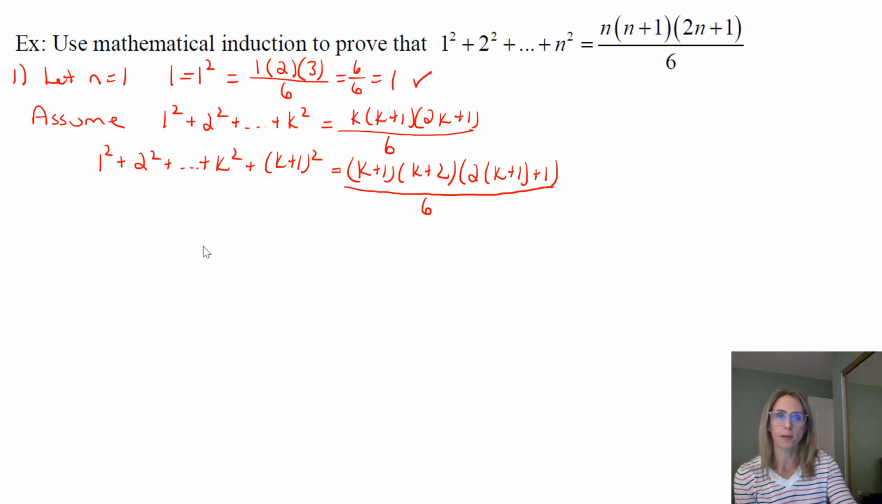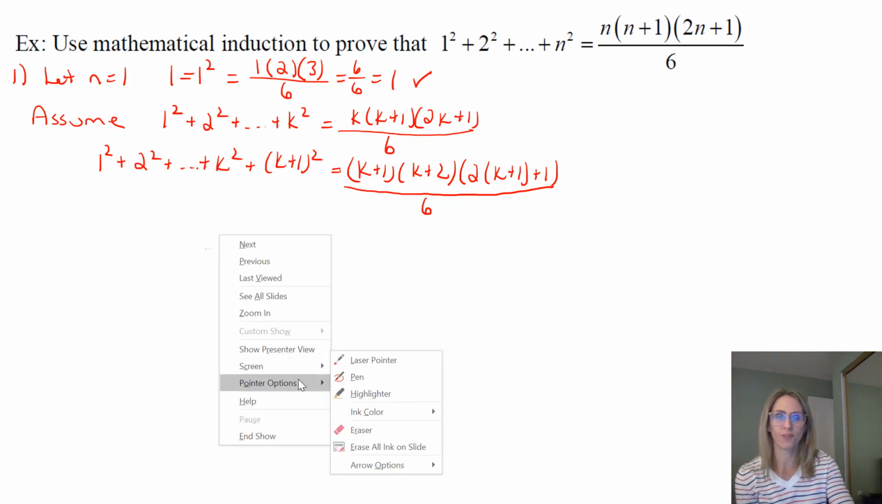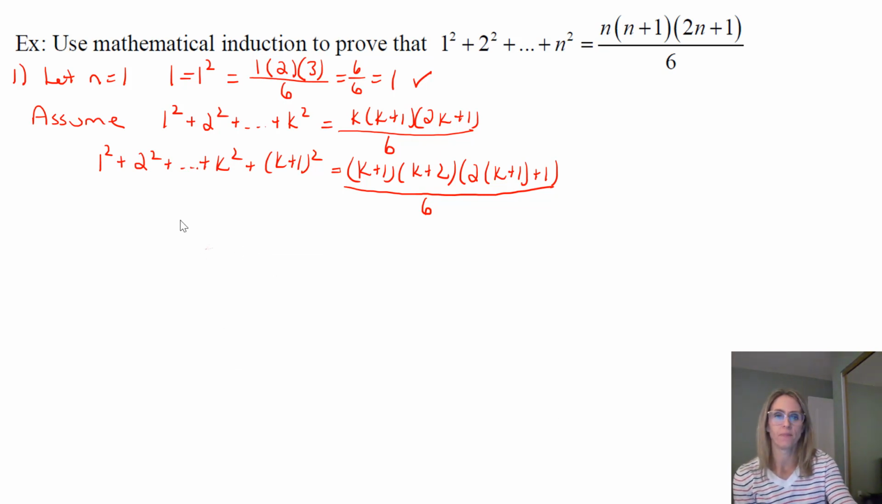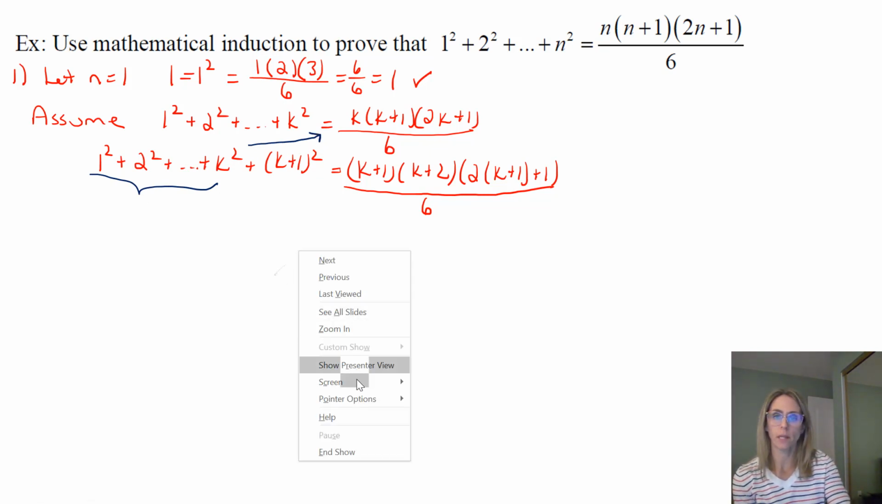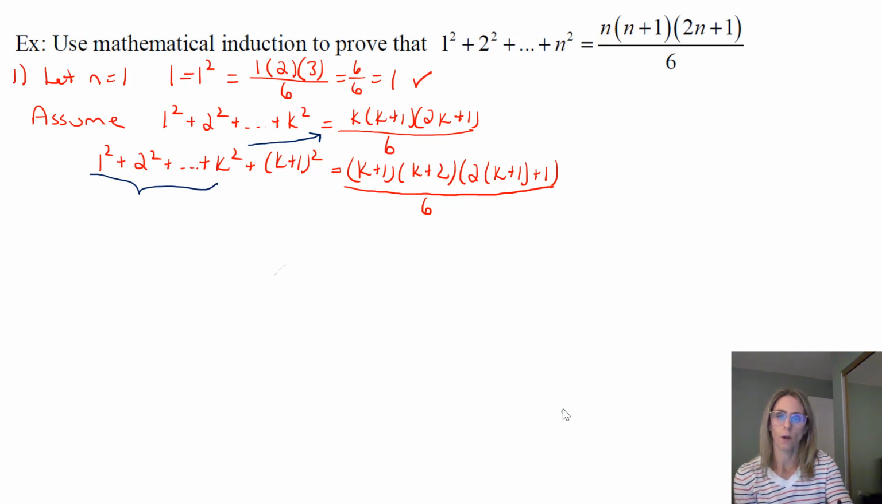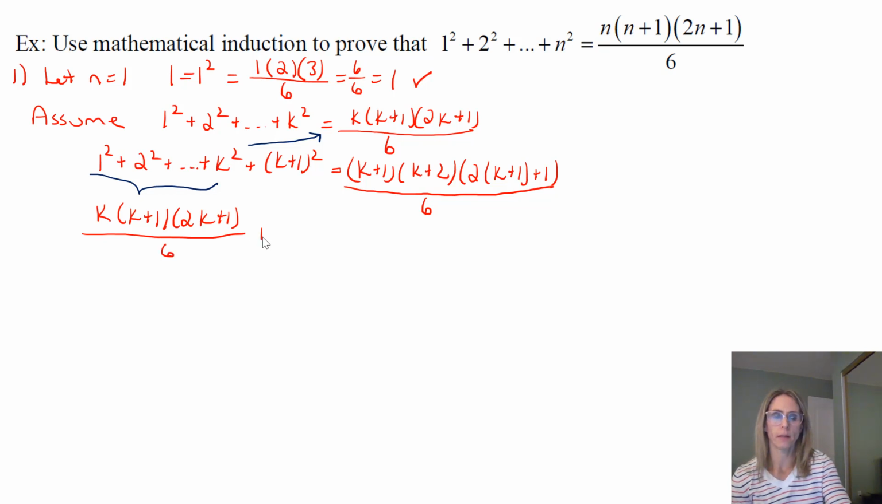Now, this comes back to what we know and love, which is that this piece right here, we assumed that it was equal to this. So we are just going to go ahead and change it and then see if we can manipulate the left side to look like the right side. Always the same process. So we have k times k plus 1 times 2k plus 1 over 6. And then we're going to add to that k plus 1 squared.